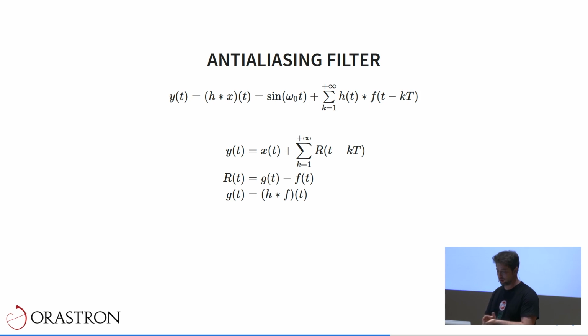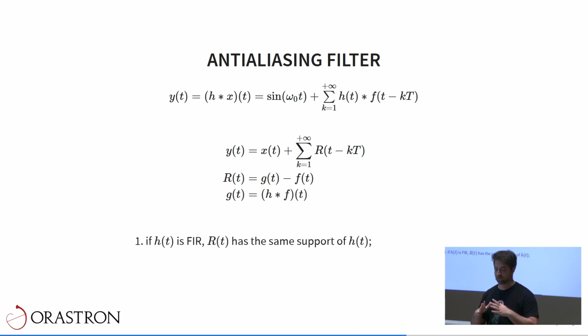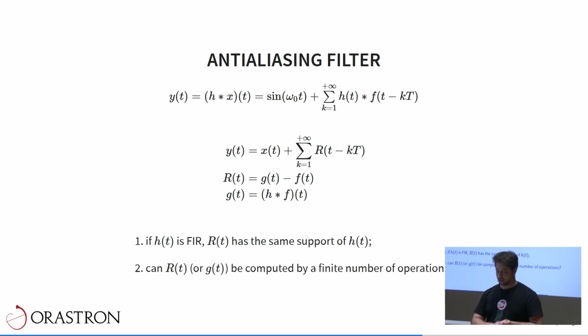R is the residual, G is the target function, and F is the original function. So it's probably intuitive, but it can be shown that if the low-pass filter that we choose is finite length, then also the residuals have the same support as the impulse response of the low-pass kernel that we've chosen. So the question is whether we can compute the residual or the target function by a finite number of operations.